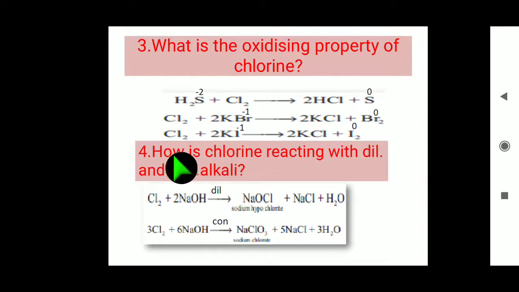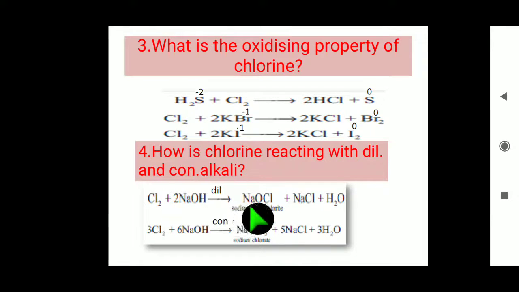Question number 4. How does chlorine react with dilute and concentrated alkali? Alkali, good examples, sodium hydroxide and potassium hydroxide. We can say here we are using sodium hydroxide. When chlorine reacts with diluted sodium hydroxide, it gives the product sodium hypochlorite, NaOCl, and sodium chloride with water.